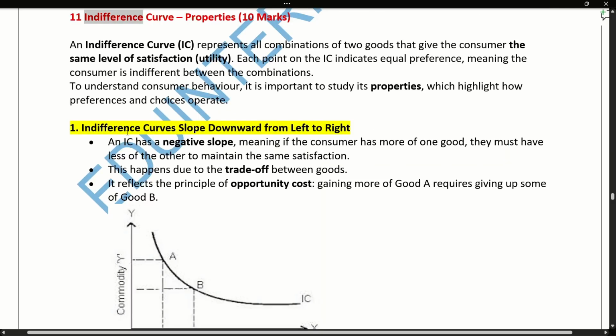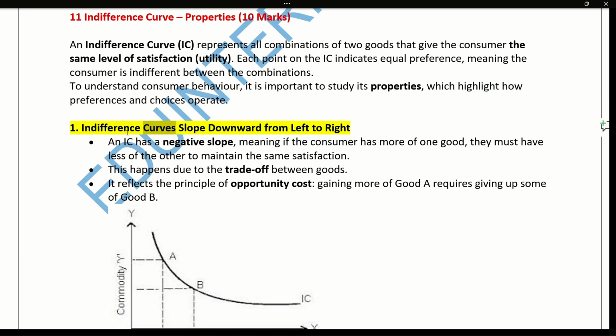11 indifference curve properties, 10 marks. An indifference curve, IC, represents all combinations of two goods that give the consumer the same level of satisfaction, utility. Each point on the IC indicates equal preference, meaning the consumer is indifferent between the combinations. To understand consumer behavior, it is important to study its properties, which highlight how preferences and choices operate.